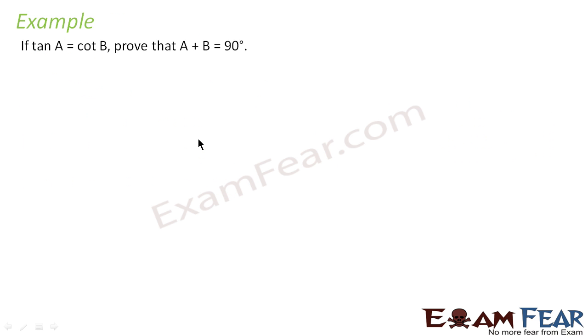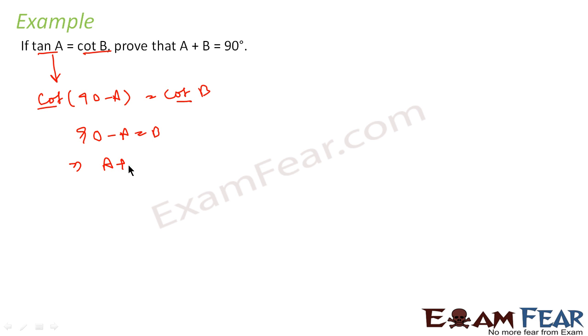One more example. If tan a is equal to cot b, we have to prove that a plus b is equal to 90 degree. Similar to the last question, here also this is cot, this is tan, we can't compare. So let's convert this into cot. Tan a is nothing but cot of 90 minus a, and this is equal to cot b, given, right? Since both are cot, I can compare this. This 90 minus a is equal to b, or I can say a plus b is equal to 90 degree. And that is what I have to prove.